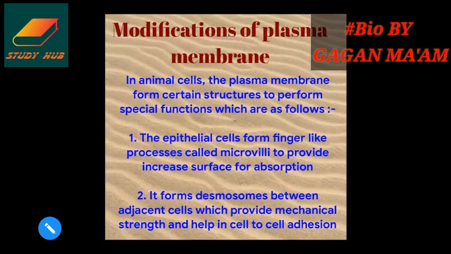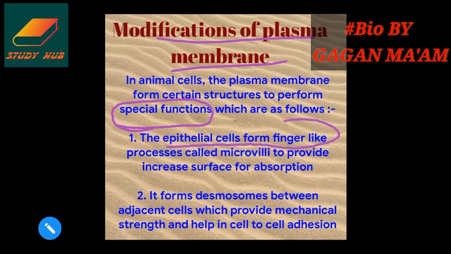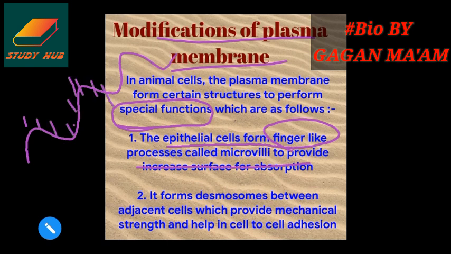Okay, we will study some of the modifications of the plasma membrane. In animal cells, the plasma membrane forms certain structures to perform special functions. General or common functions we have already studied. Now we are studying some special functions, that is, the epithelial cells form finger-like processes called microvilli. Assume this is an epithelial cell layer. They have these finger-like processes present. These are termed as microvilli.